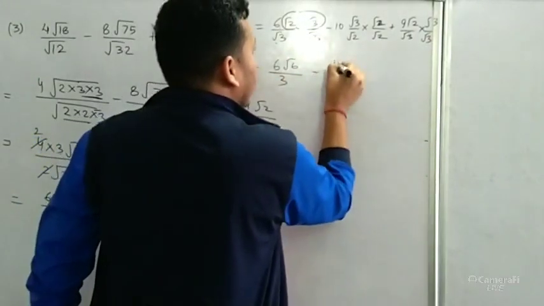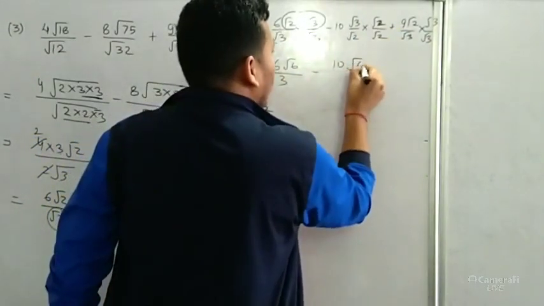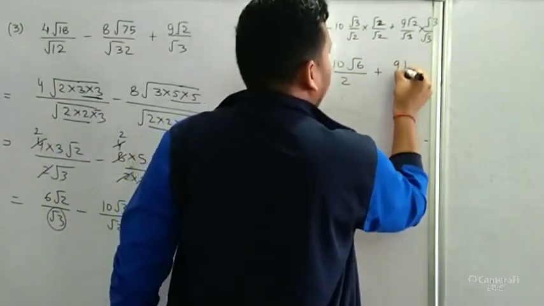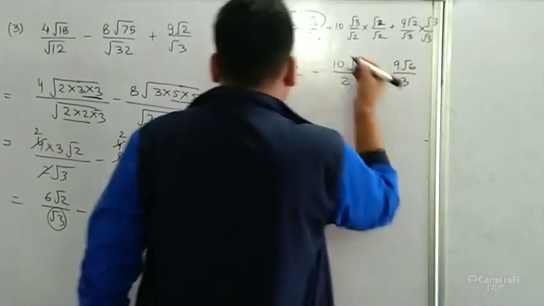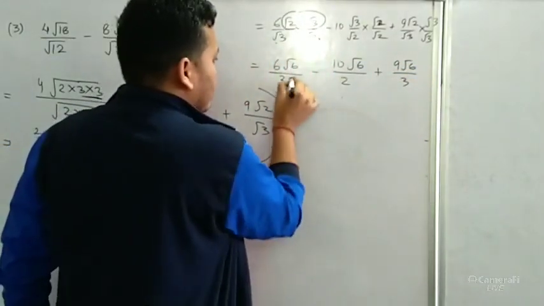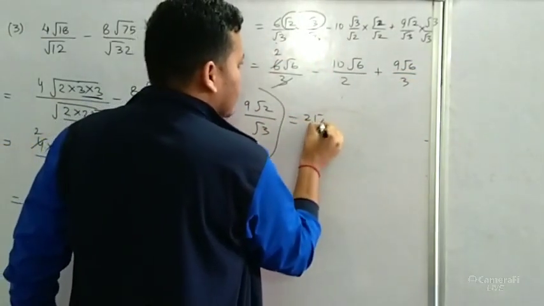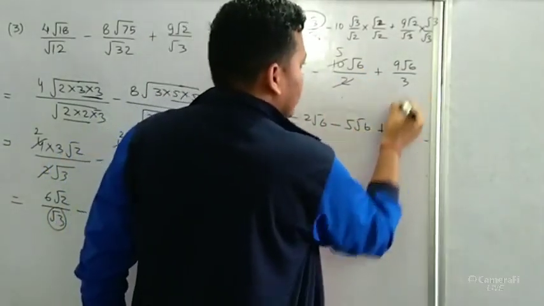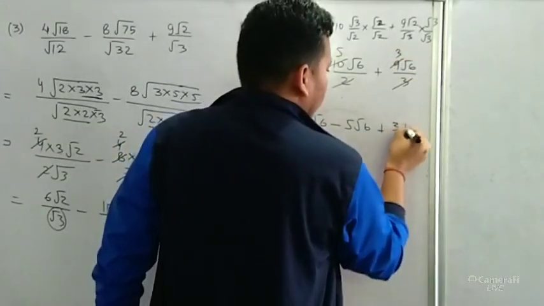So on solving this, root 2 into root 3 is root 6 upon 3, minus 10 root 3 into root 6 upon 3 into 2 is 6, and upon 2, plus 9 root 2 into root 3, root 6 upon 3. On solving everything, 3 2s are 6, 2 root 6, minus 2 5s are 10, so 5 root 6, and plus 3 3s are 9, 3 root 6.